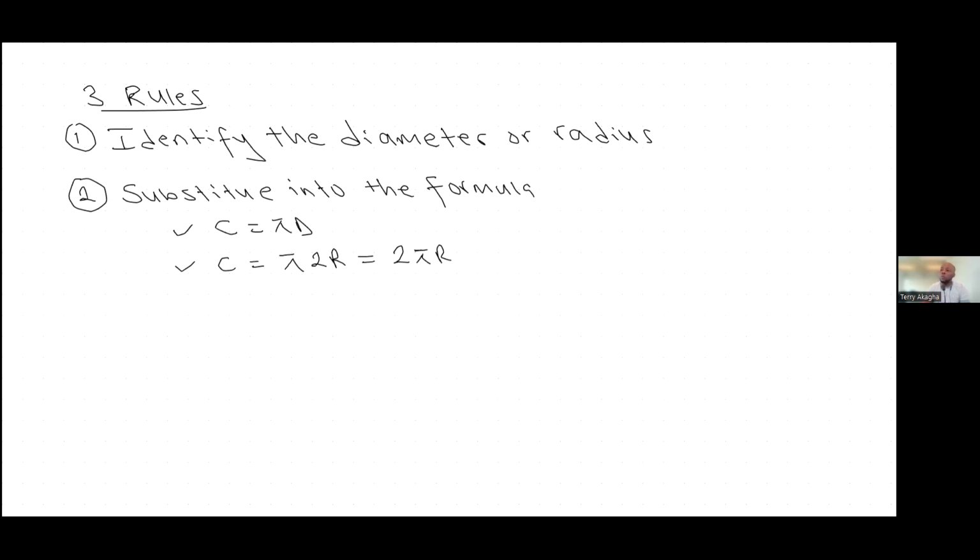Then after you're done with that, number 3, then you do what? Simplify. Okay? So the first thing you do, you identify the diameter or radius. Number 2, you substitute into the formula. And number 3, you simplify. All right, so let's pick some examples here and see how we'll solve that.